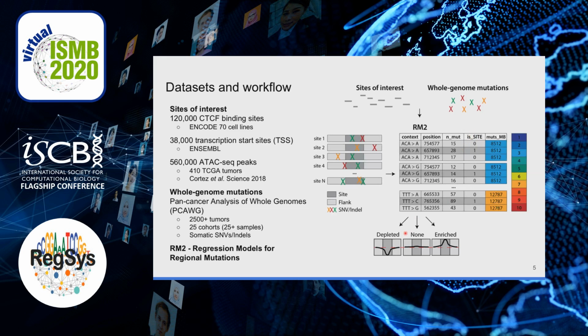More specifically, RM2 uses negative binomial regression to evaluate whether we can explain significantly more of the variation in the mutation counts when including site membership as a covariate. As a readout, RM2 indicates whether there's a pattern of mutation enrichment, depletion, or no difference across our aggregated sites of interest compared to their flanking regions.